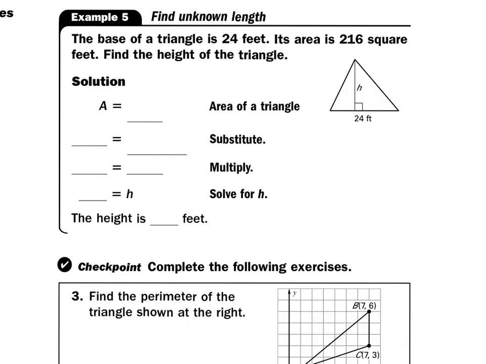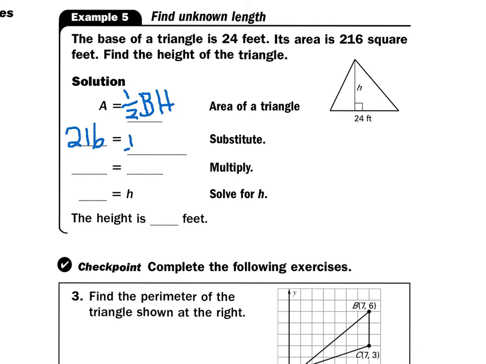Okay, example 5. Find the unknown length. The base of a triangle is 24 feet. Its area is 216. Find the height of a triangle. So area equals, what's the formula? 1/2 base times height. We're going to substitute in for what we know.